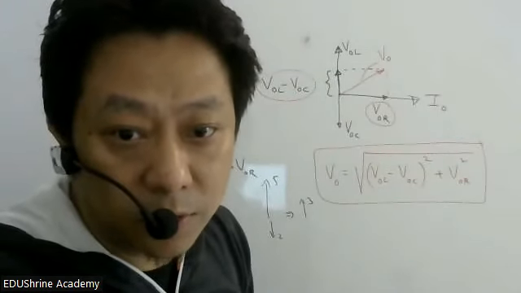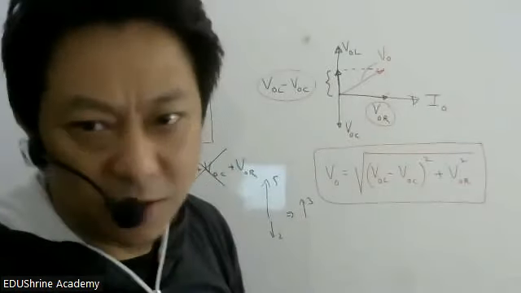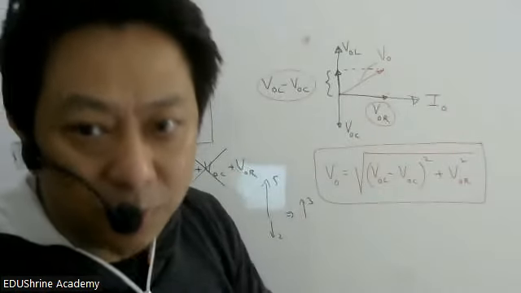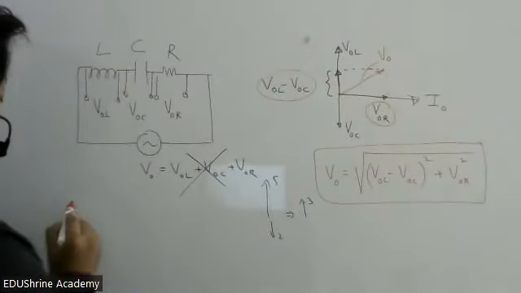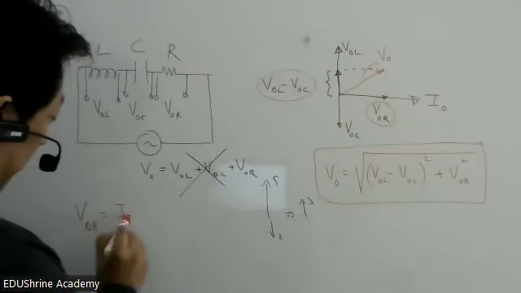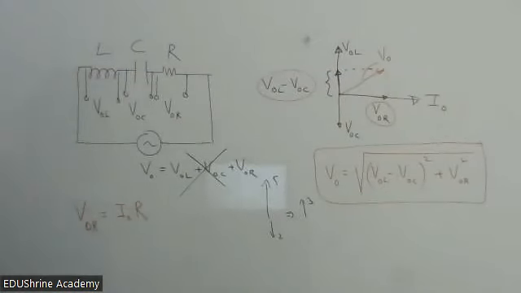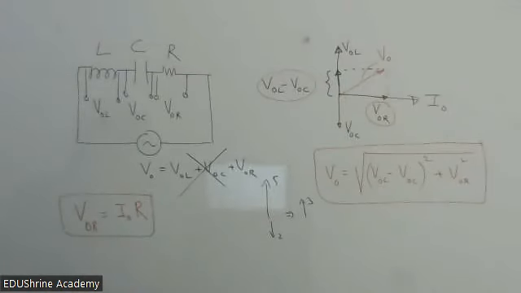I just assume V0L is more than V0C. Whether V0L is more or less depends on what? What is the formula for V0R? I0 into R. Check your notes. Ohm's law. Yes or no, Nikhil? This part is clear?